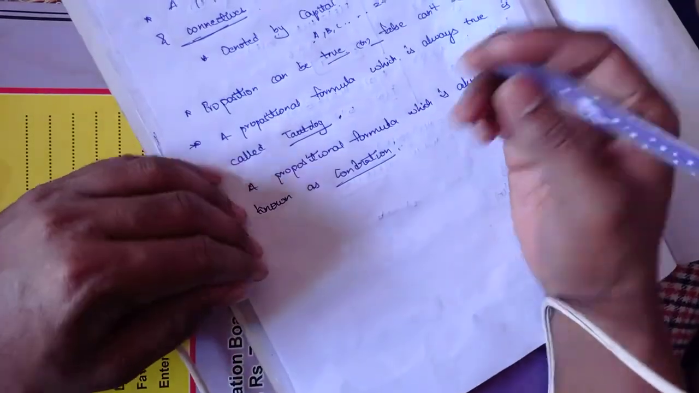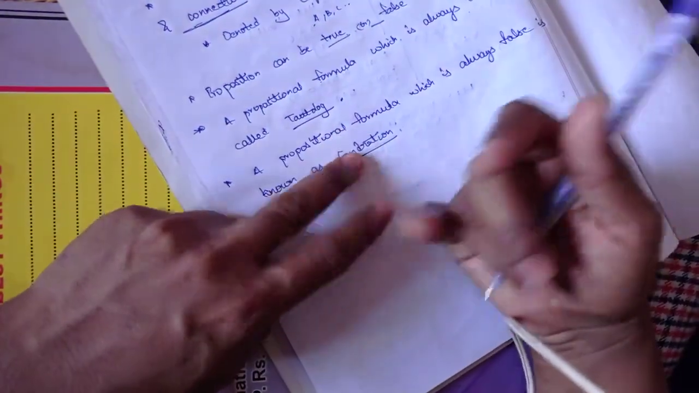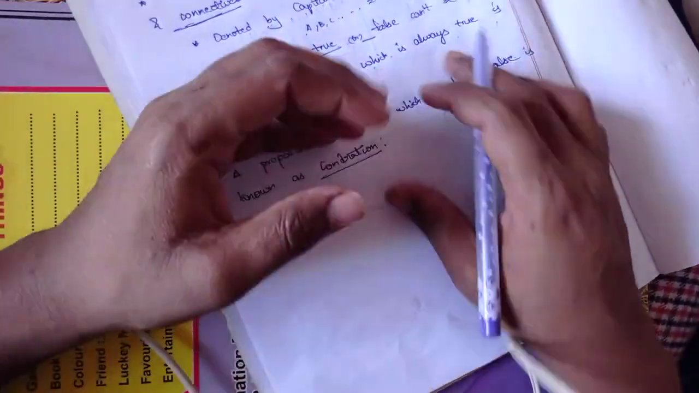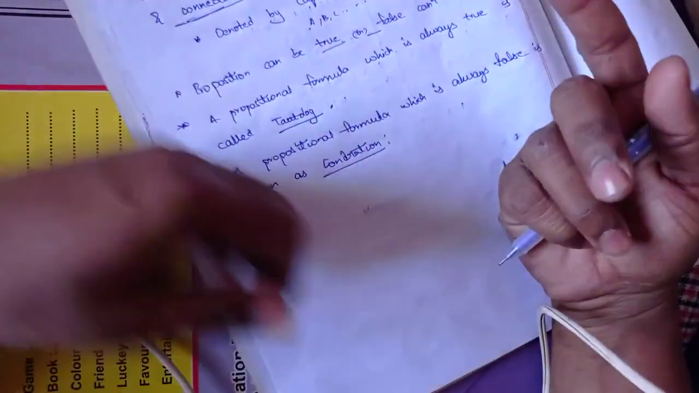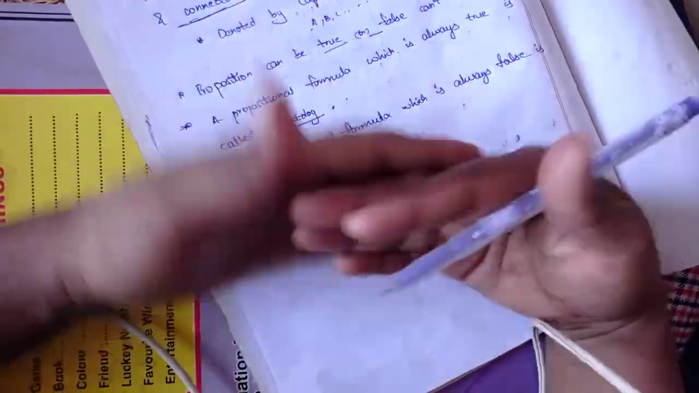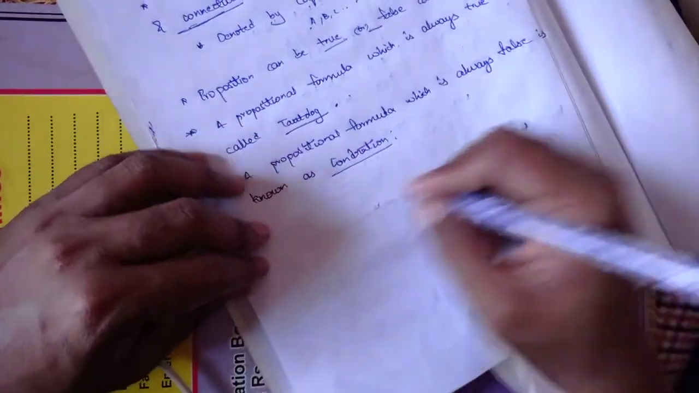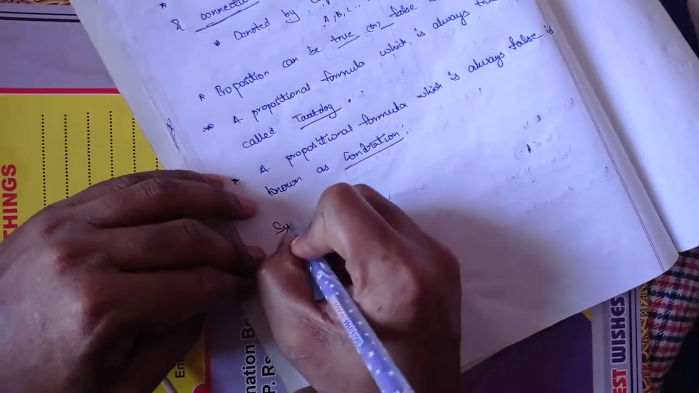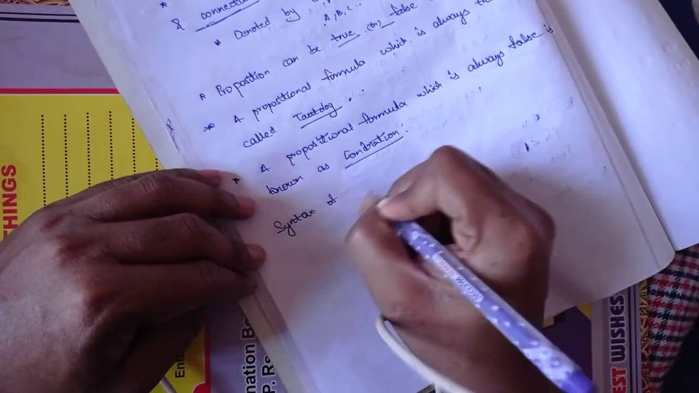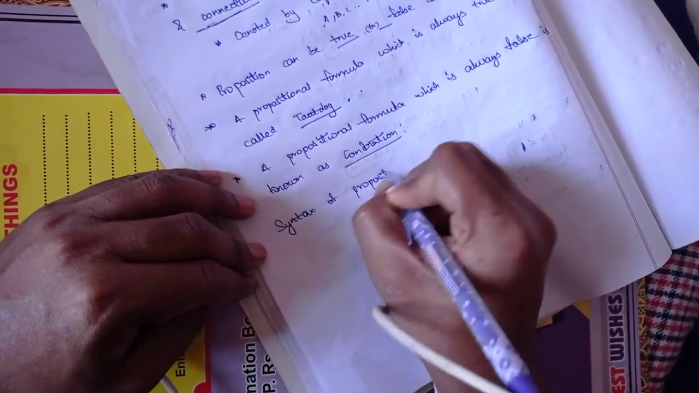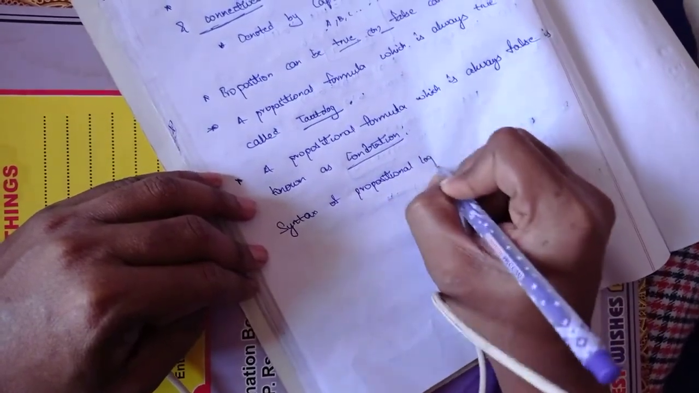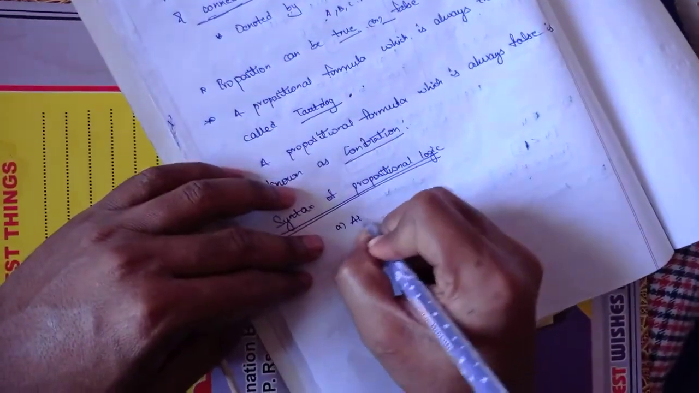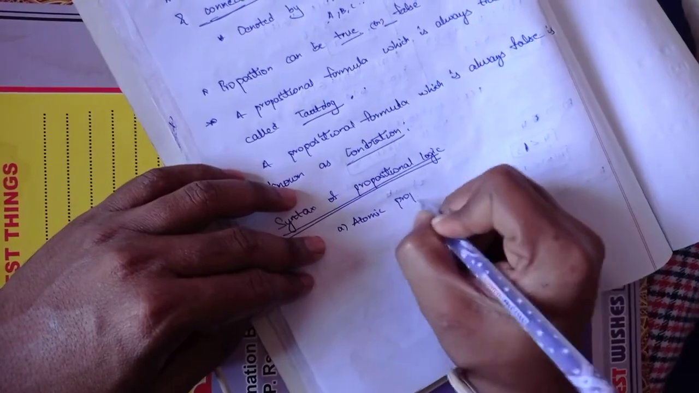So let us move to the syntax of propositional logic. There are two types of propositions, one is atomic and the other is compound propositions. Atomic propositions are the simple propositions which contain single symbols, and compound propositions are the combination of atomic propositions. You can call it syntax or types of propositions. So what is the syntax of propositional logic? There are two types. The first one is the atomic proposition.